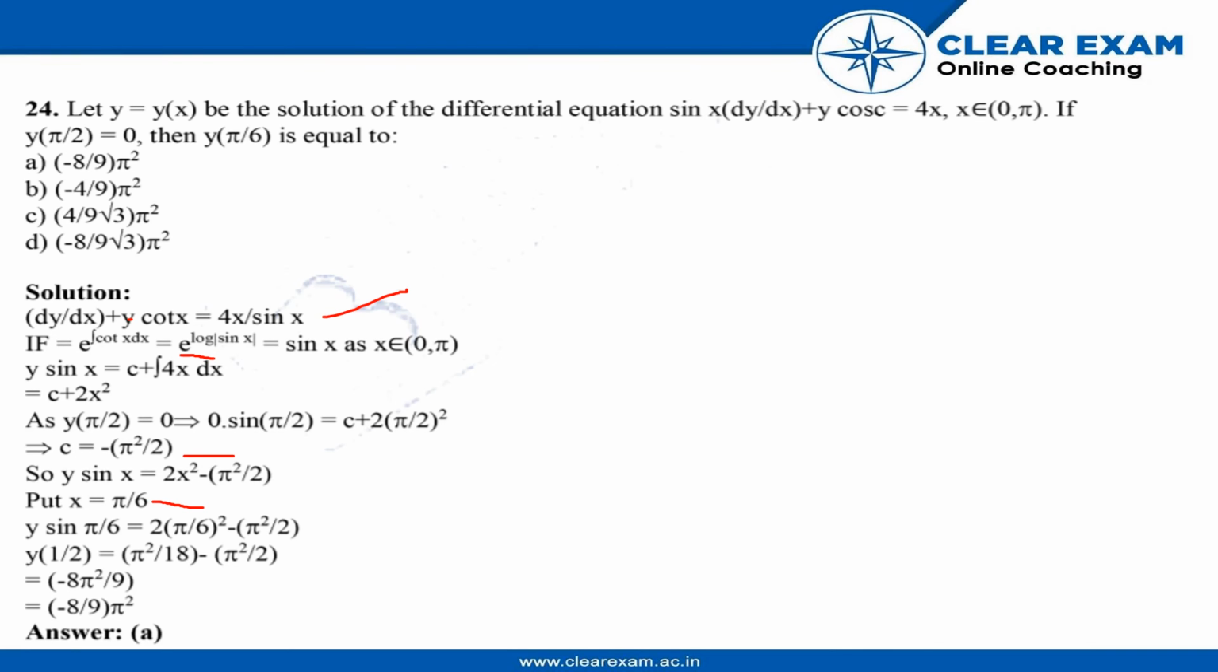And here we put x equals pi/6, and after putting the value we have y sin pi/6 equals 2 into (pi/6) whole squared minus pi squared by 2. After further simplification we have y by 2 equals pi squared by 18 minus pi squared by 2. Taking the LCM and further simplifying, we have the final answer, which is minus 8 pi squared by 9, taking pi squared common. We have minus 8 by 9 pi squared, which is our option A.